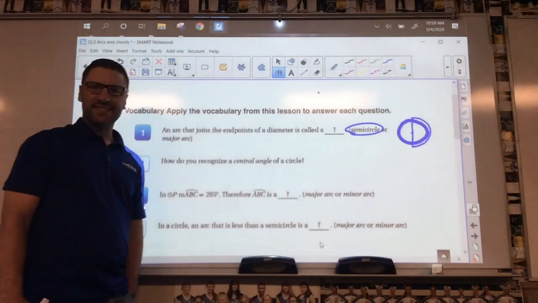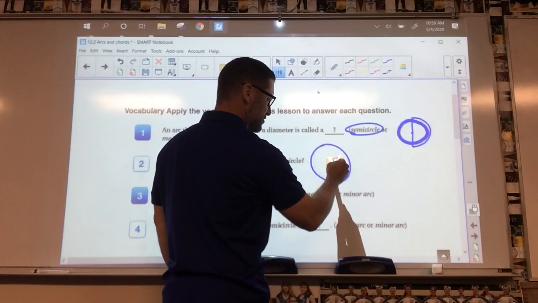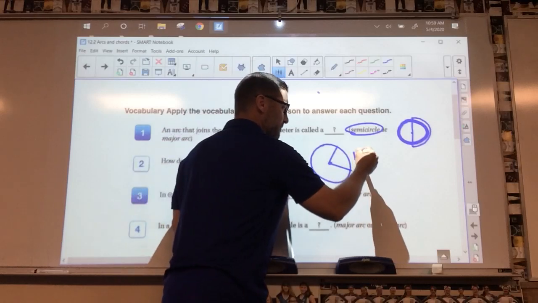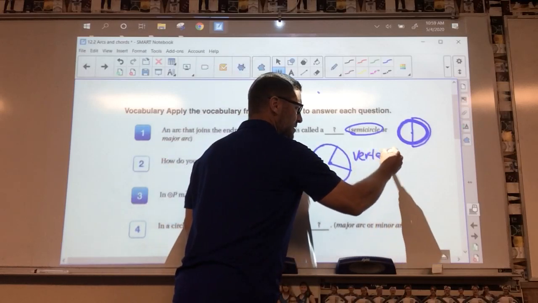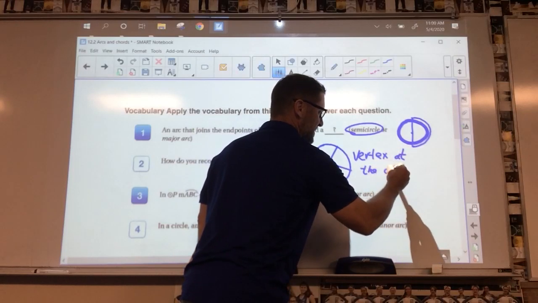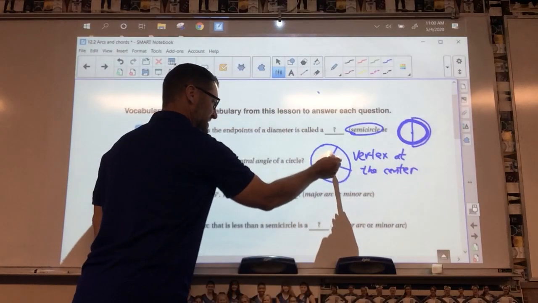How do you recognize a central angle of a circle? Pretty easy. I'm going to draw a picture. A central angle: the vertex is at the center. Central angle, vertex is centered.